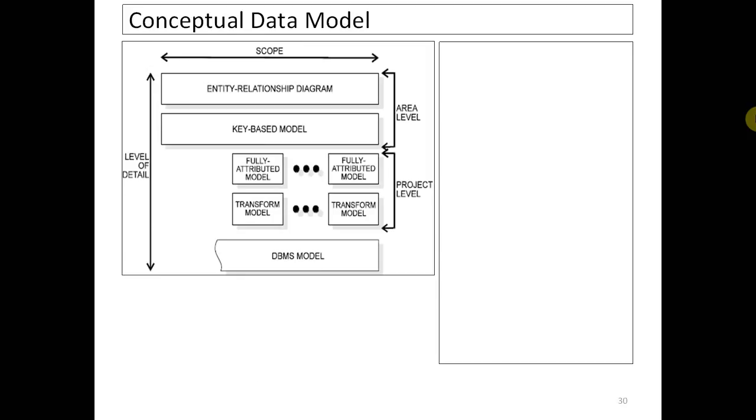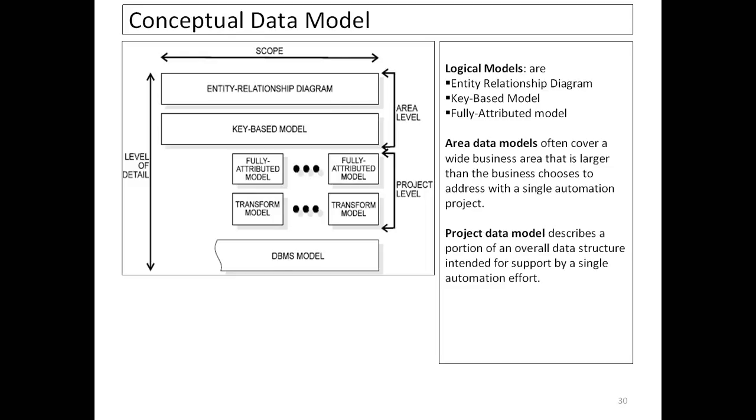So a conceptual model. Before going to a conceptual model, let us see there are a few kinds of models which are created based on the scope and the level of detail they capture. Broadly, they are classified as area level and project level, based on the detail. For example, an entity relationship diagram and a key based diagram are identified as area level diagrams. So what is an area level diagram? It often covers a wide business area that is larger than the business which is chosen to address.